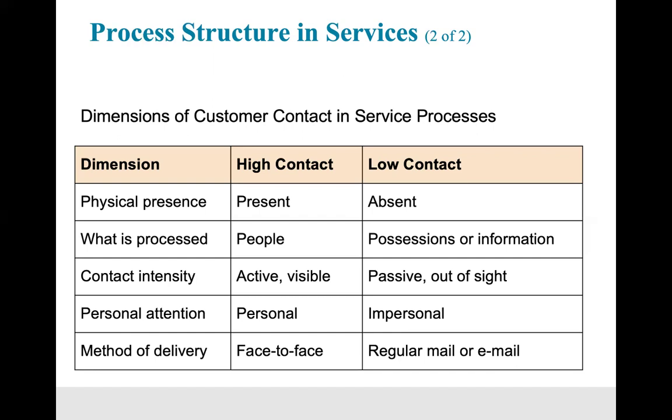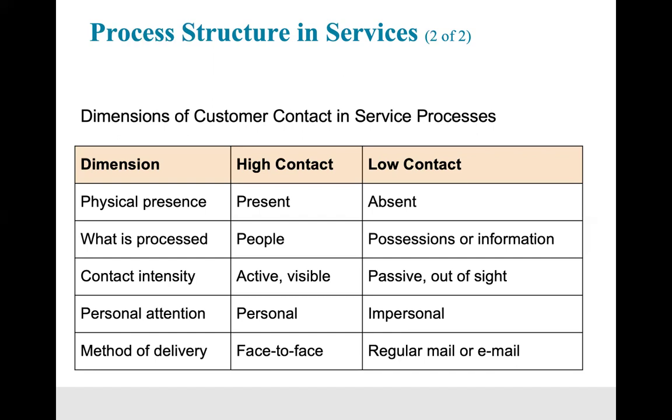And typically, if you're looking at process structure in the services, it's typically a good first step to understand what type of customers we're dealing with, what type of customer contact we expect to have. Is it going to be high contact, where we interact with the customer a lot, or is it going to be considered low contact? Okay, so that's something that we typically want to know. Okay, the amount of physical presence of the customer.